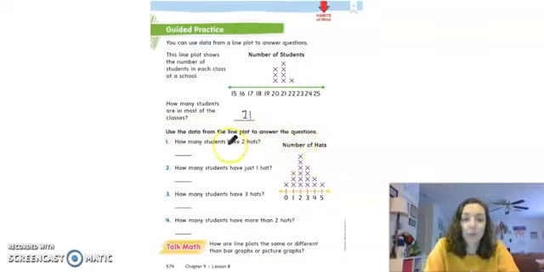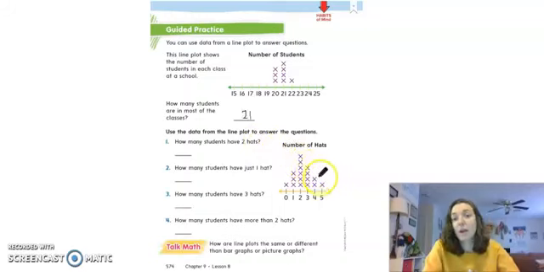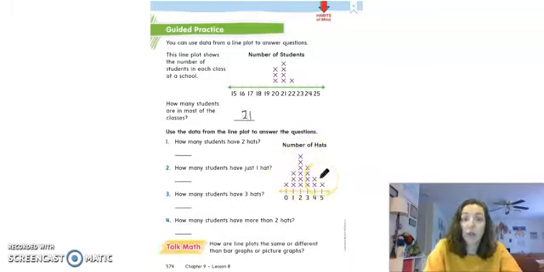Okay, so how many students have 2 hats? Now this is where you don't want to get confused. You don't want to come down here and say it's 4 because there's 2 here. Remember, these are the votes. These are the number of students. So that's not what it's asking us. Those aren't the number of hats. The number of hats are down here because that's what's labeled. So how many students have 2 hats? You're going to come to the 2, and answer this number.